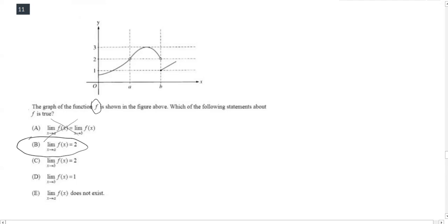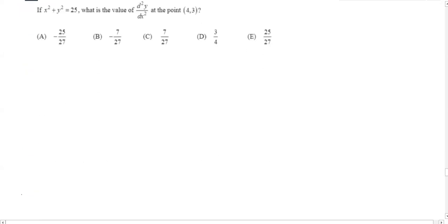because the limit does not depend on the function value. And as x approaches a from either side, the y value also approaches 2 from both sides. C is incorrect because only the one-sided limit from the left will equal 2, and D is incorrect because only the one-sided limit from the right will equal 2. And E is incorrect because the limit does exist. So this one is just choice B.